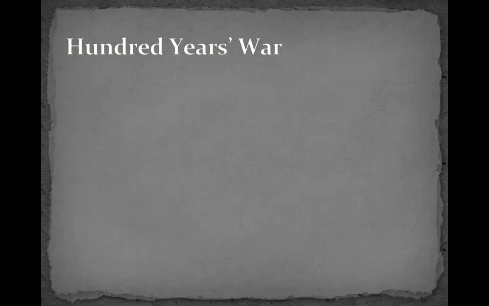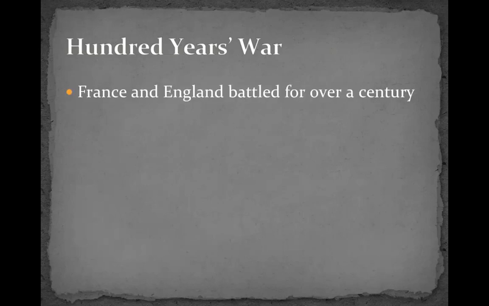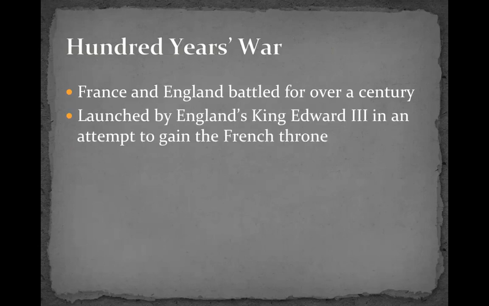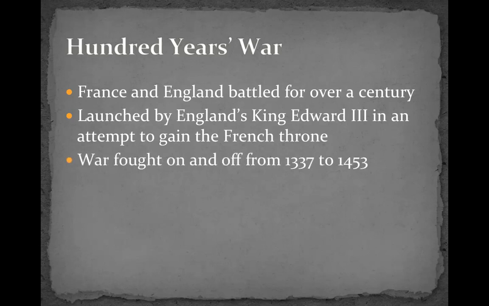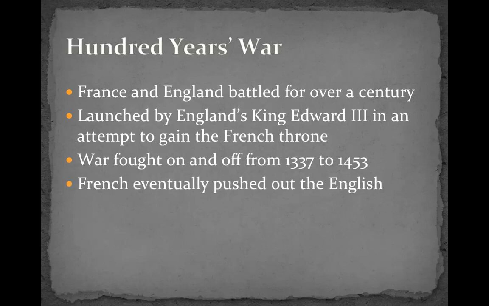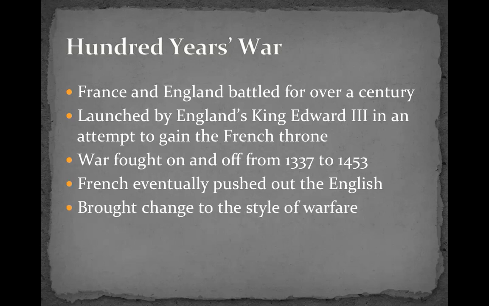And finally, we are going to end our conversation about the European Middle Ages by talking about the 100 Years' War, the end event of the European Middle Ages. So the 100 Years' War did last for just over 100 years, and it was a grouping of battles between France and England. It was officially launched or started by England's King Edward III. He attempted to gain the French throne. As he did that, it began this very long war that was fought on and off from 1337 until 1453. Eventually, the French did win the war and pushed the English out of France.